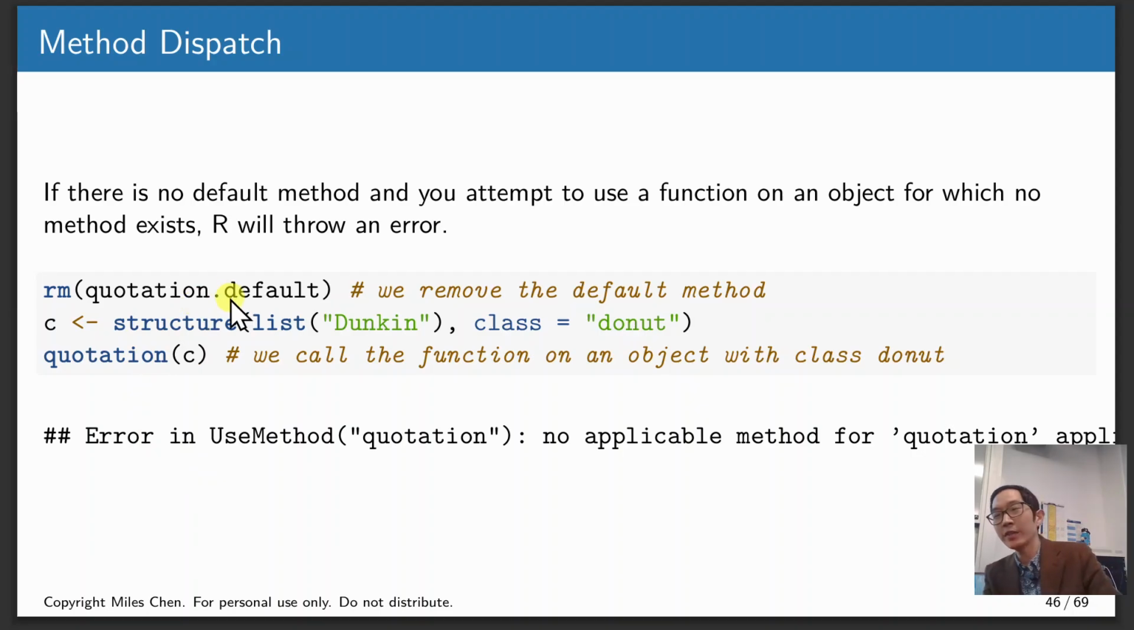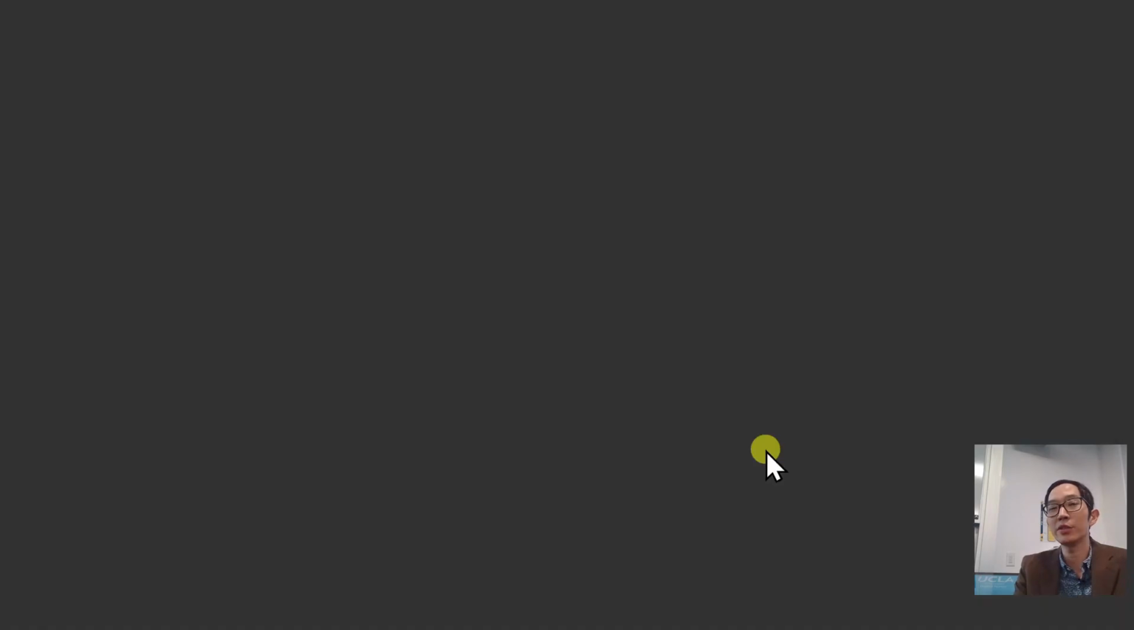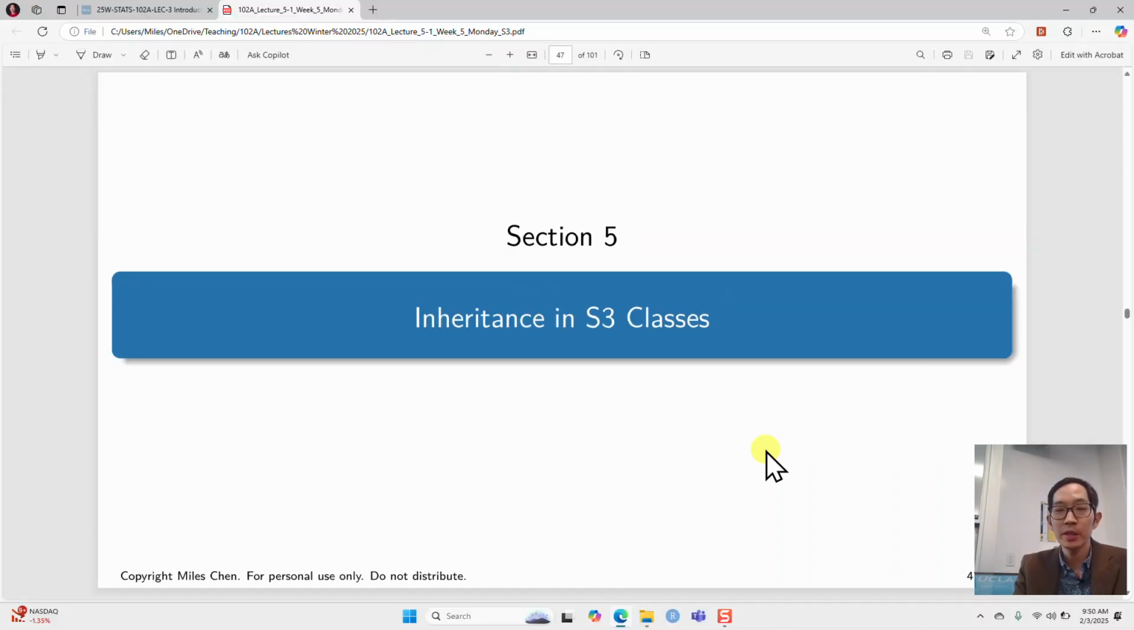If you don't have a .default, so if I rm quotation.default and that method no longer exists, then you'll get an error. So if I have no default method and I say, give me quotation on class donut, it says no applicable method, and there's no default.